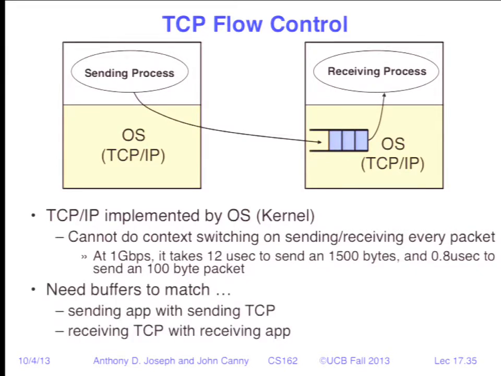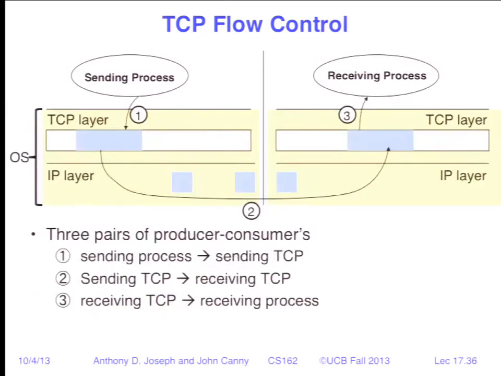Now, we need buffers between the sending process and the OS, the OS and the other OS, and the OS and the receiving process. That's this picture. Lots of buffers. So there's a buffer here, because the sending process is producing bytes. The OS is draining bytes out of this buffer and sending them to the remote OS and filling this buffer. And then this buffer is being drained by the receiving process.